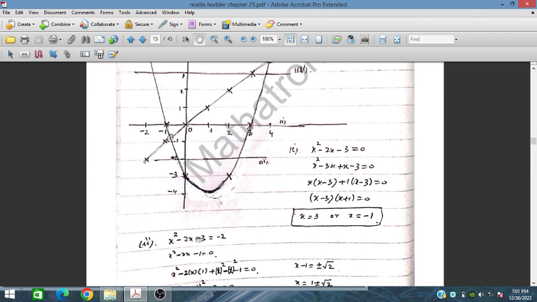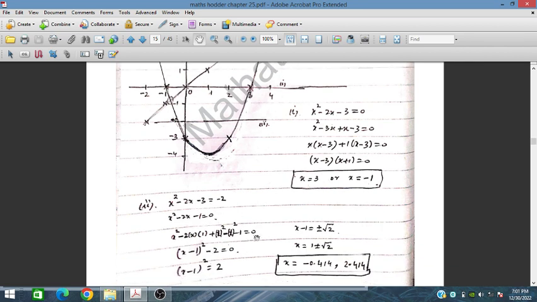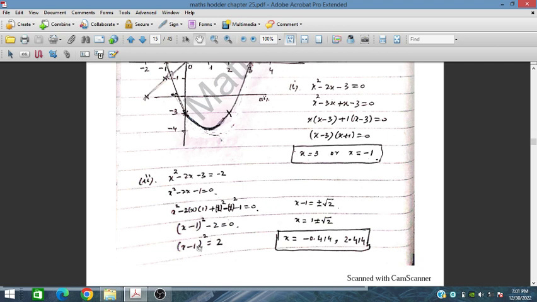So this minus 2 can be shifted here, and this becomes plus 2, and minus 3 plus 2 is minus 1. Now we can factorize, and we obtain x square minus 2x minus 1. So we can add 1 and subtract 1. So this becomes x minus 1 whole square minus 2, since minus 1 minus 1 is minus 2. So x minus 1 whole square is equal to 2.